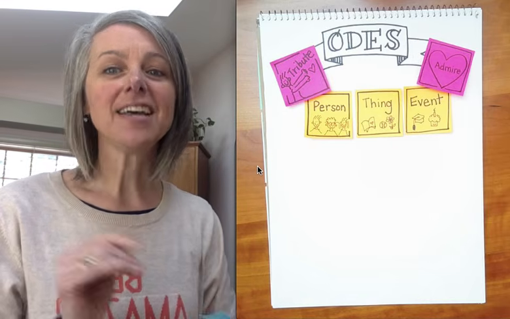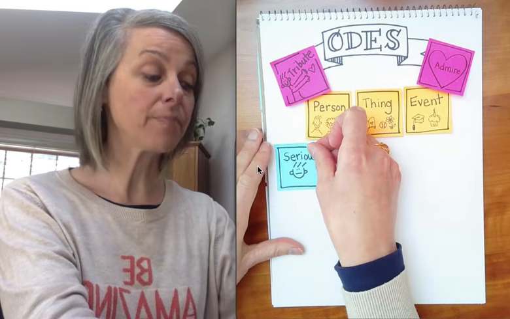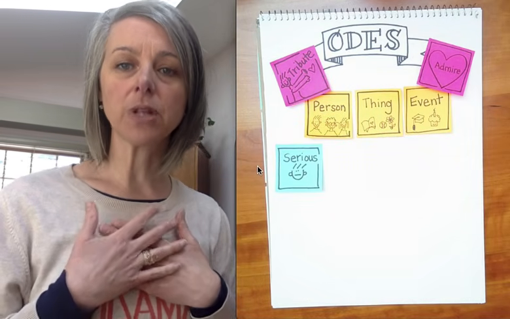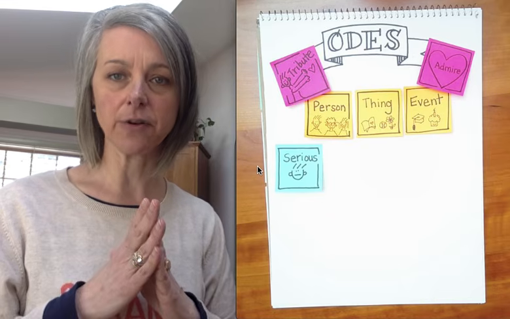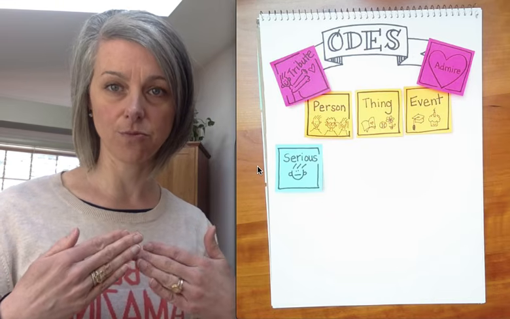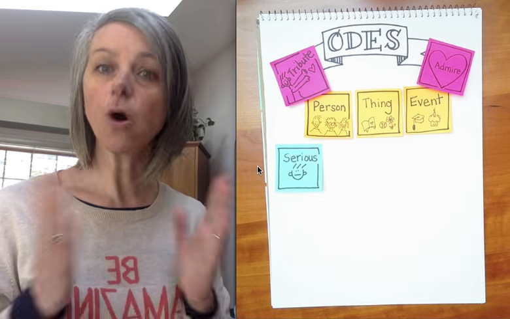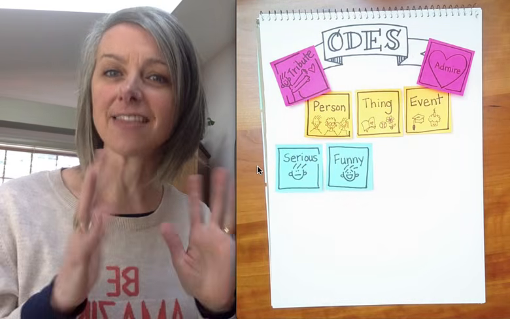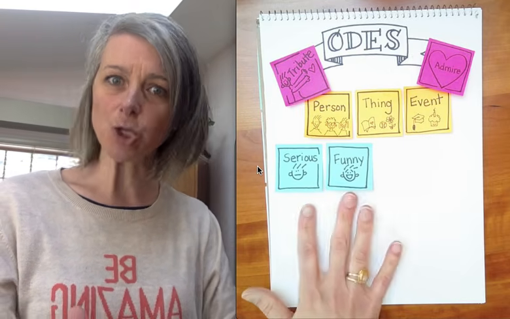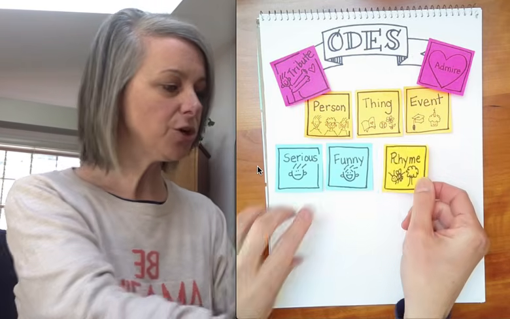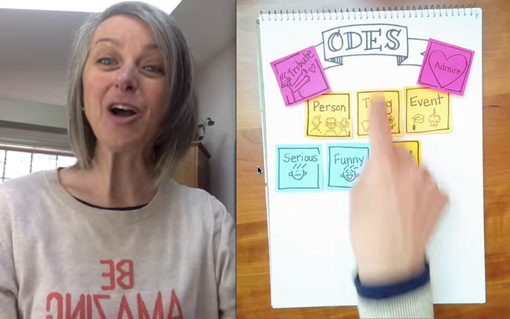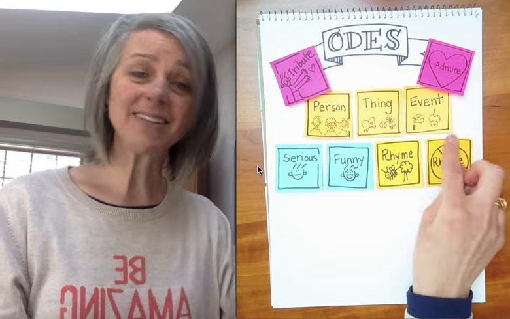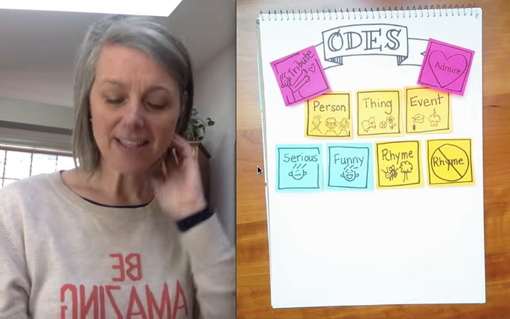Some other choices that you have as a writer are that you could choose to write a serious ode, something that you would like to pay tribute to, but you feel very serious about. It could have a serious tone. Or you could choose to write a funny ode, kind of like that pizza ode. I think that one was a little bit funny and fun. That's a choice that you get to make as a writer. Your poem, yes, it is a poem, could rhyme like that pizza poem did, or it doesn't have to rhyme. That's another choice that you get to make.